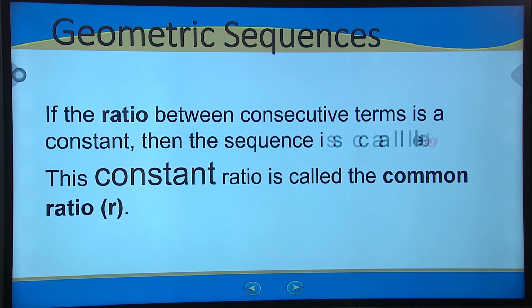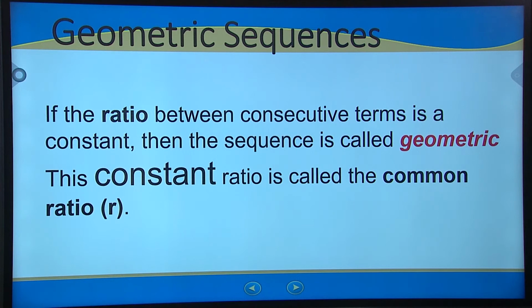Okay, let's have a look at the definition. If the ratio between consecutive terms, consecutive meaning terms next to each other, is constant, constant meaning they are the same, then the ratio is called a common ratio and the sequence is called a geometric sequence. Okay, that is the definition that we should be very clear about.